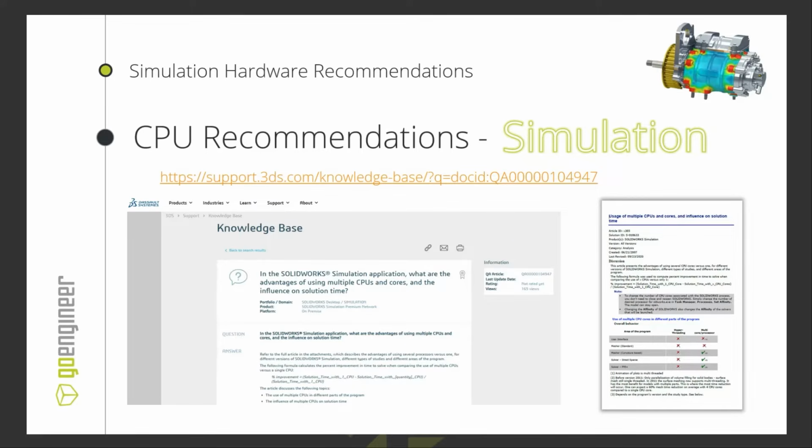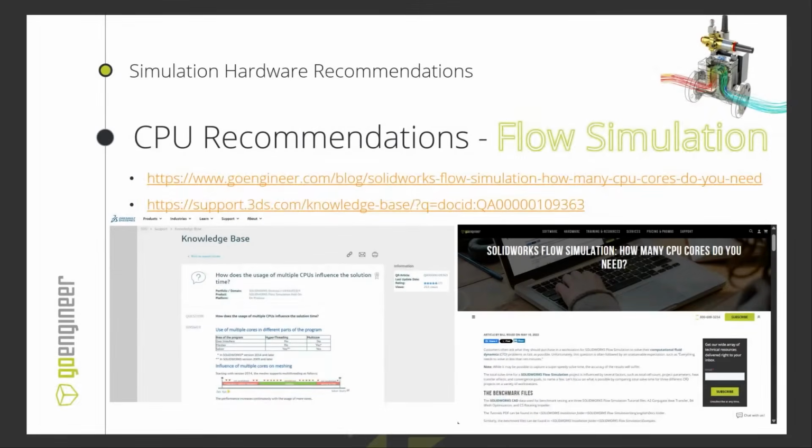Interesting. Well, let's take a look. I know we had CPU for simulation. Let's take a look at CPU for flow simulation. Bill, what can you tell us about that? This is one thing that top blog that's listed. That was something that we did a lot of benchmarking for.